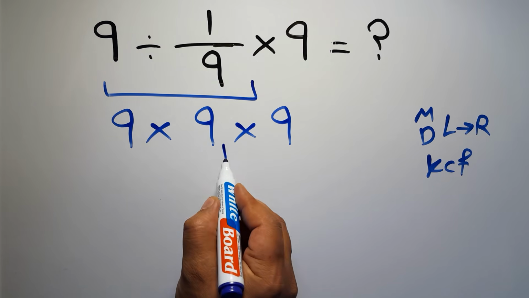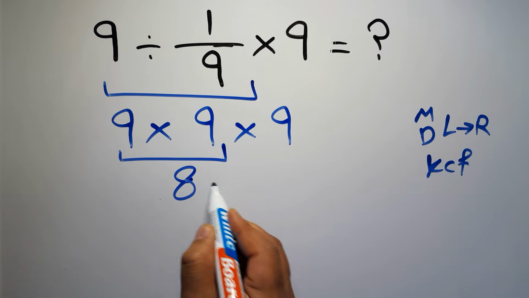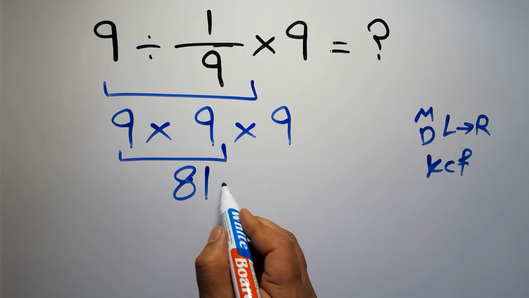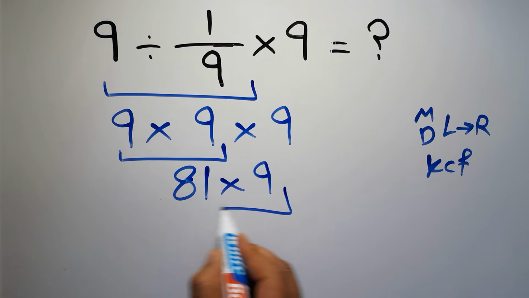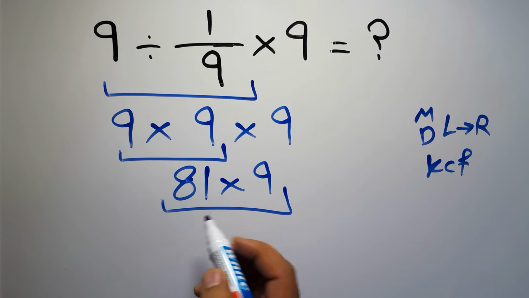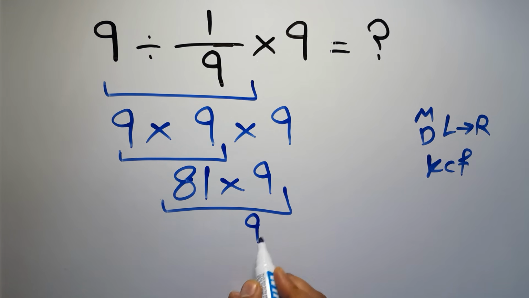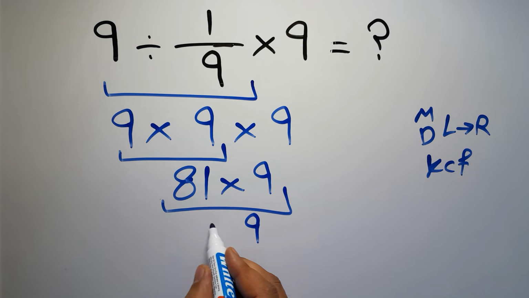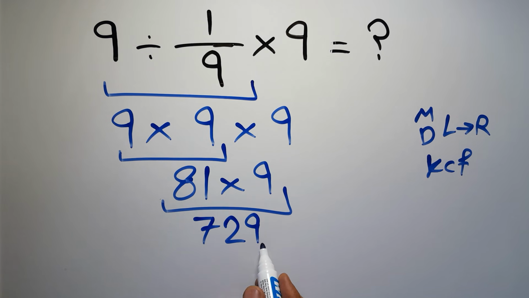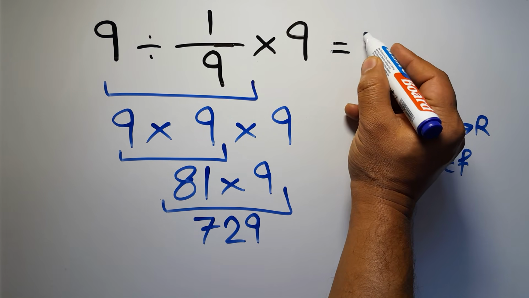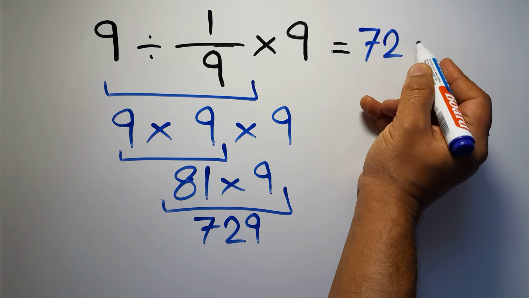9 times 9 gives us 81. So 81 times 9. Okay? 9 times 1 gives us 9, and 9 times 8 equals 72. So we have 729, and this is our final answer to this problem. The correct answer is 729.